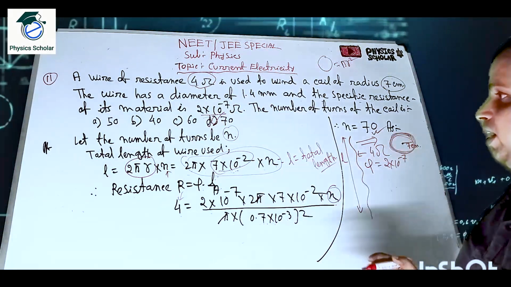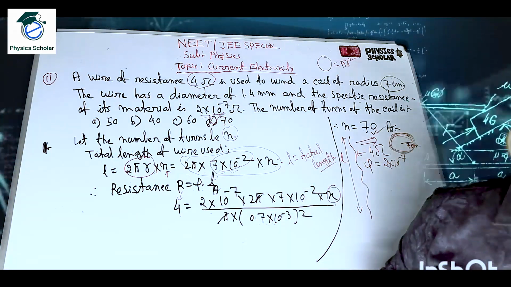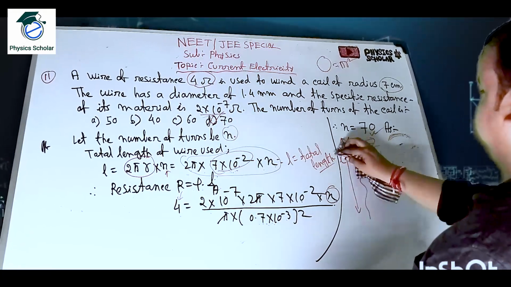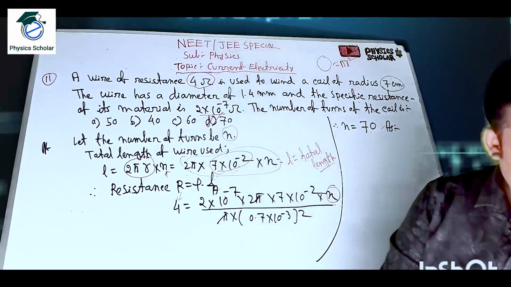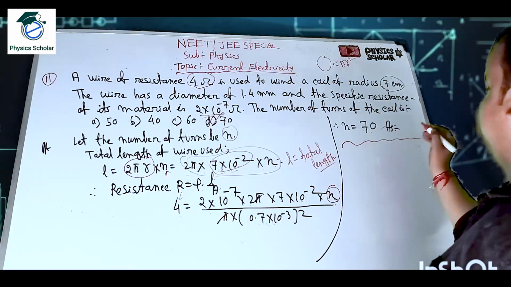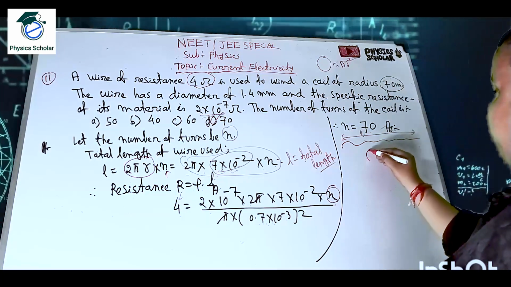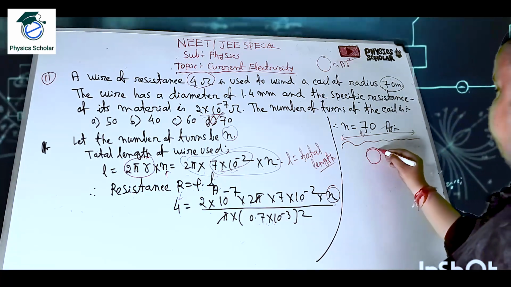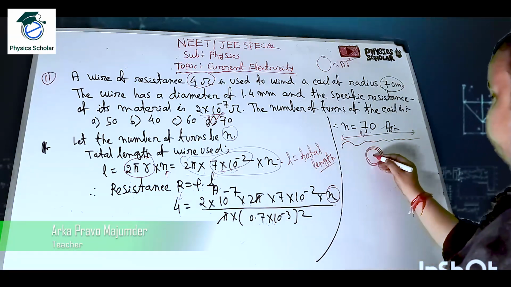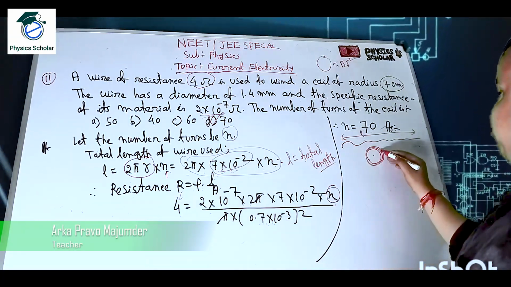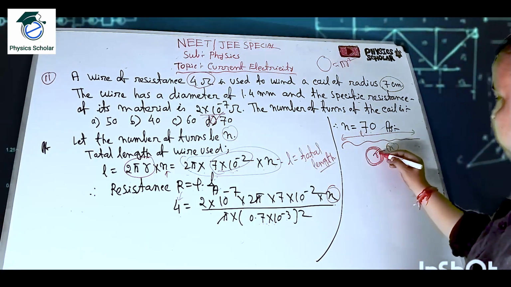So I am explaining once again. Suppose this is the wire. A wire is given. The total length of the wire is L. The wire is wound to prepare a circular coil. Let the number of turns be n. We have to find out the value of n. Let the radius of the circle be r.